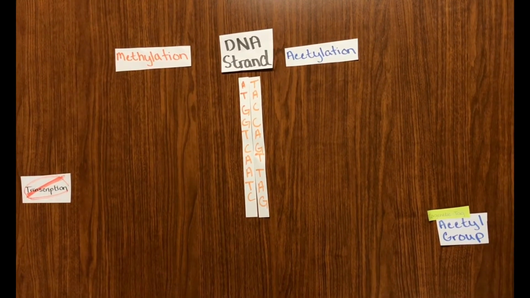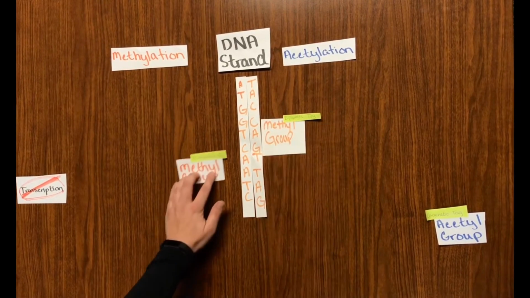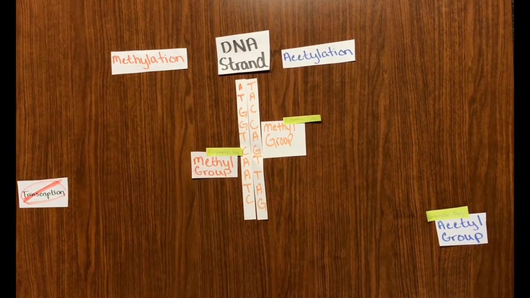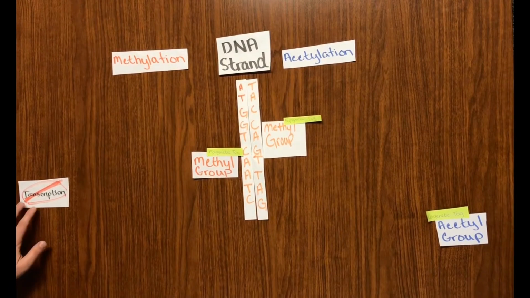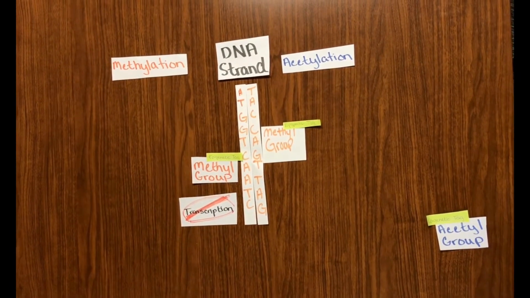DNA methylation is an addition of a methyl group, usually on cytosine, otherwise known as a CpG island. This methyl group can inhibit transcription.